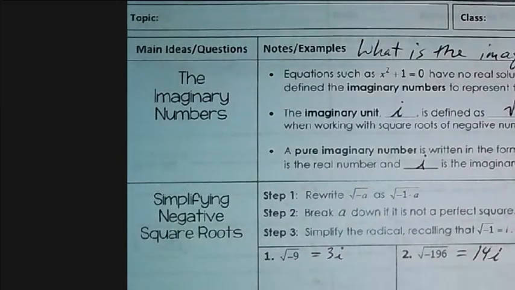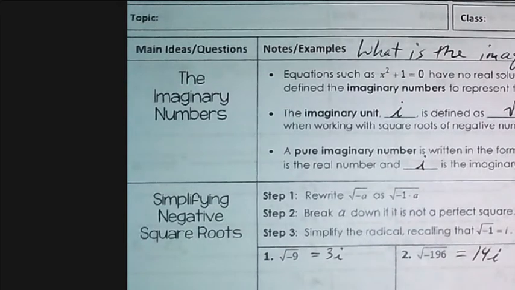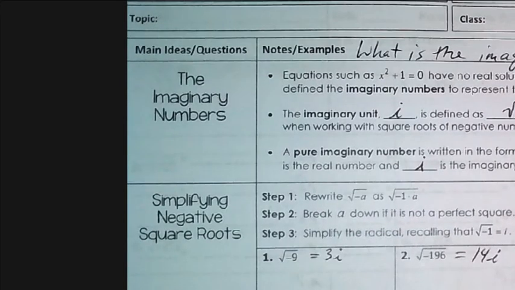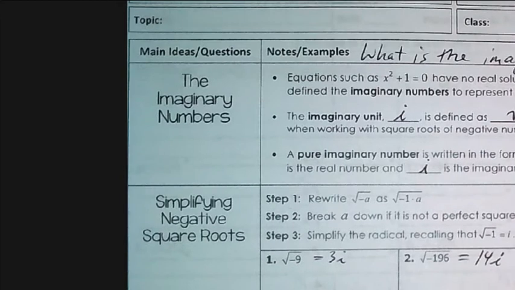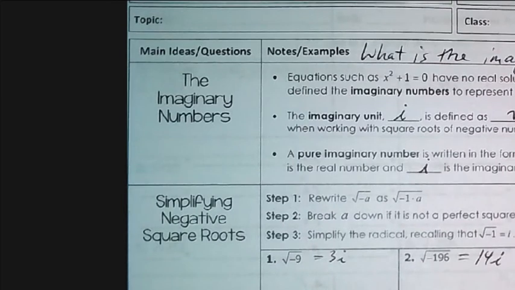Alright, so we're a little bit behind with our video, but if you're watching this, you can see what the answers are to the notes at the top. We're talking about simplifying negative square roots, and in order to do this, we just have to know that the square root of -1 is equal to i, which is the imaginary number.